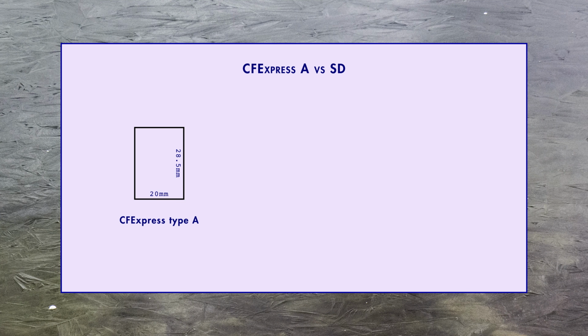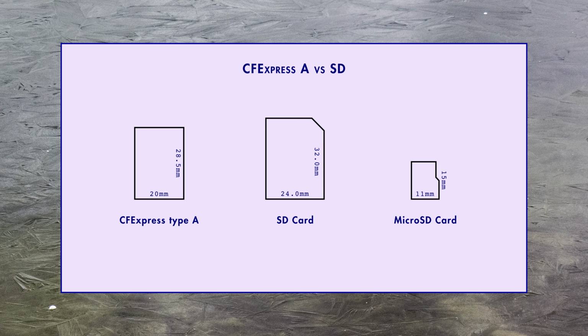Bear in mind that CF Express is not compatible with SD. Some cameras have a combo slot which can accept either a CF Express Type A card or an SD card, but internally that's 2 separate slots with 2 separate connectors.